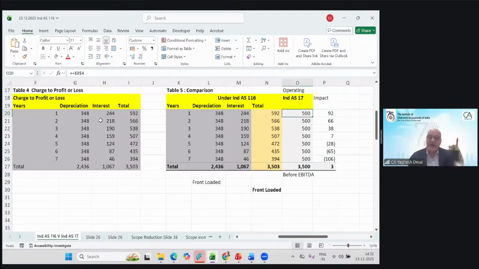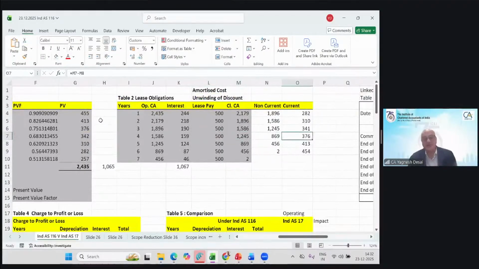In the initial years, as per Ind AS 116, the expenses are more as compared to Ind AS 17. The debit to the P&L account is more as compared to operating lease in the initial years. Later on it is the reverse case. In the later years, the 5th, 6th, and 7th years, the charge in the P&L account as per 116 is lesser as compared to Ind AS 17. So technically, they call it front loading. Though the total charge is the same 3,500, it is higher in the initial years and lesser in the subsequent years, compensating for the higher charge in the initial years.